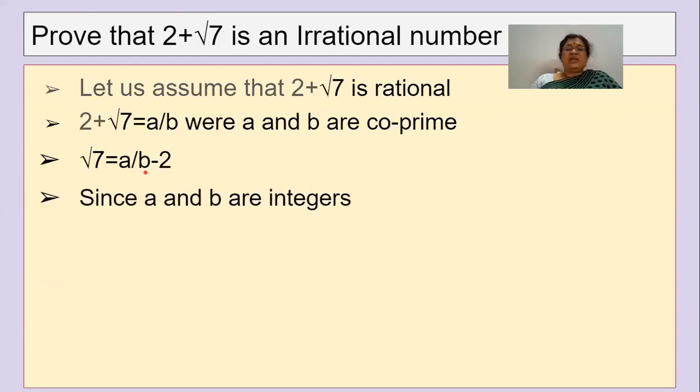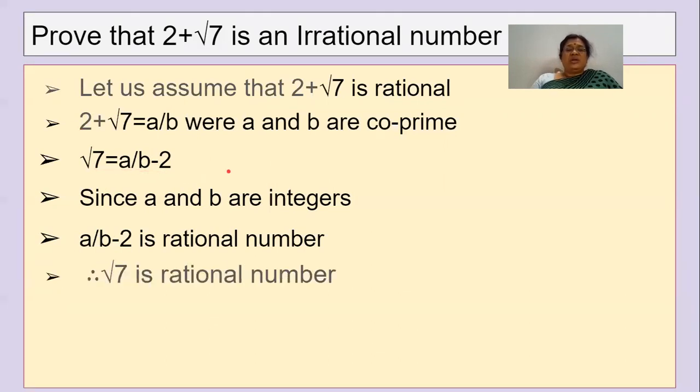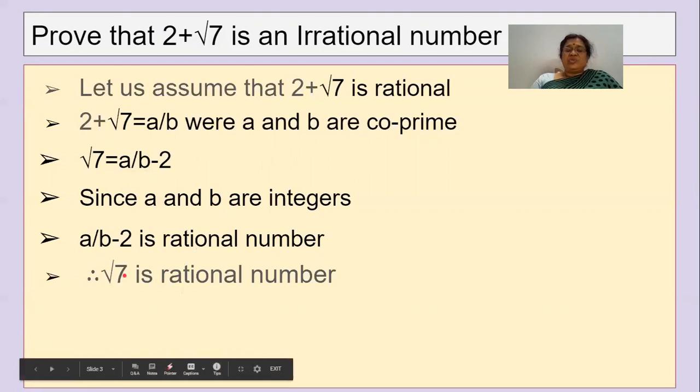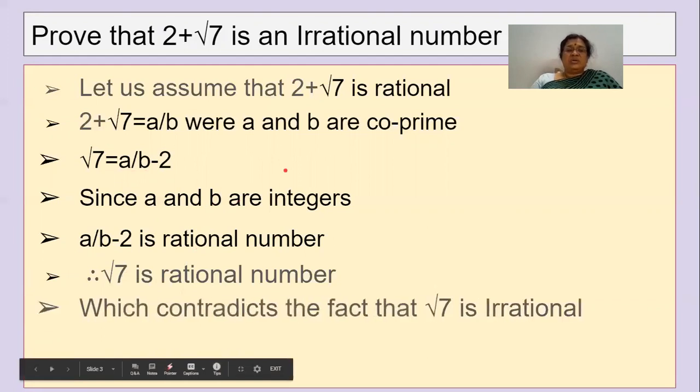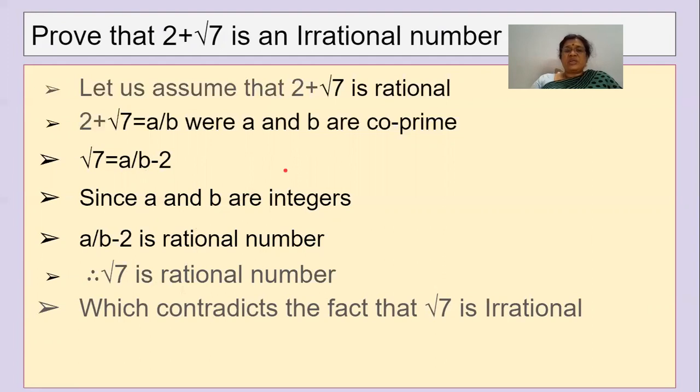Since a, b are integers, these two are integers, therefore the whole thing you can say is a rational number. So a by b minus 2 is a rational number. So RHS is rational. You can say that definitely the LHS should be rational. But here root 7 should be a rational number. But you know, is root 7 rational or irrational? Yes, you are right. Root 7 is irrational.